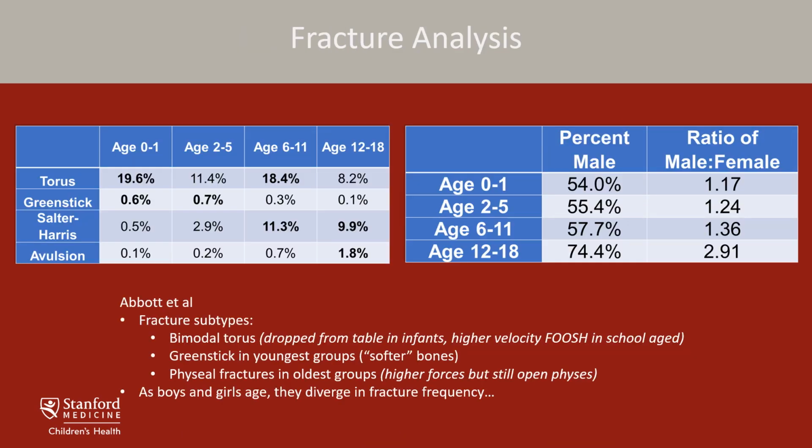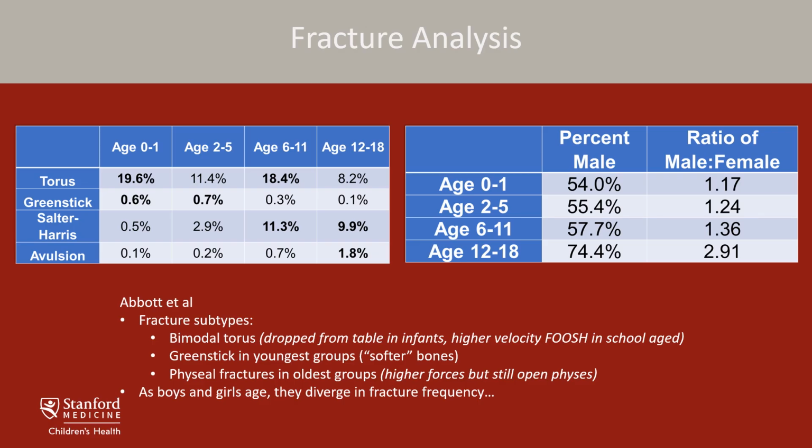Our study also showed some interesting changes in fracture subtype likelihood by age. So babies have their Moro reflexes and school-aged children have a FOOSH mechanism. So we're seeing babies and school-aged children having torus or buckle fractures most commonly. The softest bones in the youngest kids seem to be most likely to greenstick, or not break all the way through. And then again, high forces intersect with open growth plates as variables that are most present in older children. So we're seeing the highest rates of avulsion and Salter-Harris fractures for those older kids.